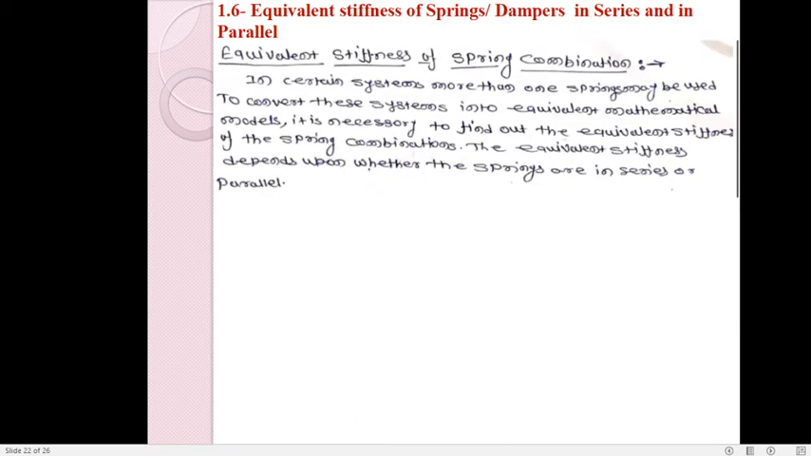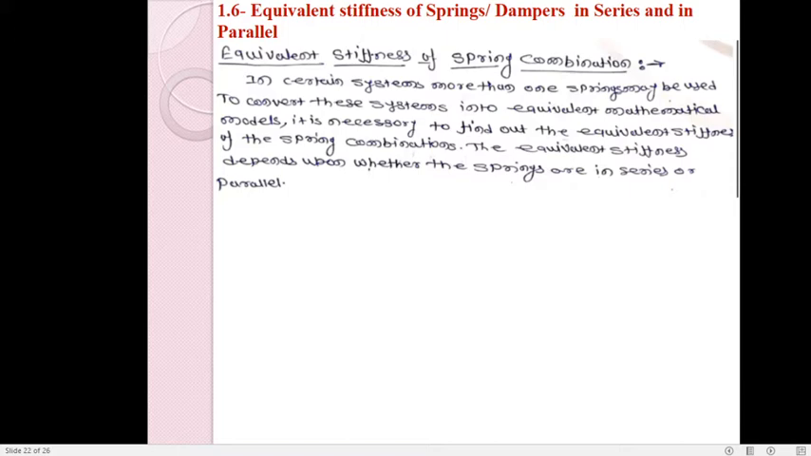So, in vibration or vibratory systems, most of the time we need a number of springs. Instead of using a single spring, we use a number of springs, might be 2, 3, 4, and they should be kept in such a way that either they are in parallel or they are in series. So in certain systems more than one spring may be used.